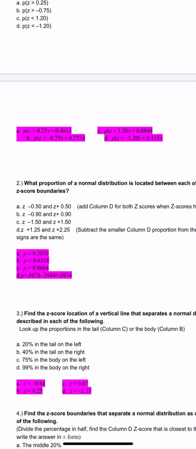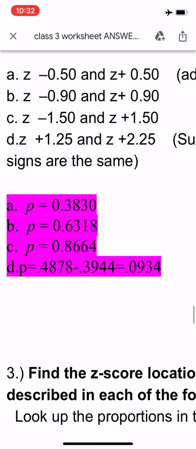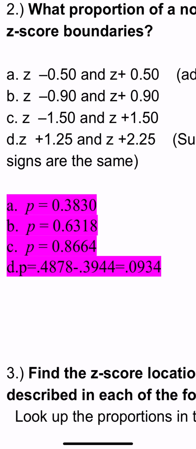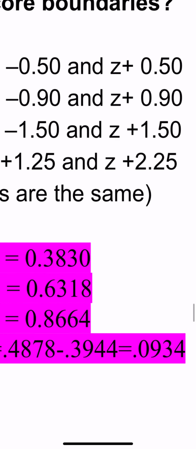All right, so now D is a little different, because now we want to look at the distance for a positive 1.25 and a positive 2.25. So here, what you do is you're still going to go to column D, but you're going to take the larger proportion, which is 0.4878, which is represented by the number 2.25 in column D, and you're going to subtract 0.3944, which is represented by a positive 1.25. Because we want to take away what's being added twice. Because if it's between mean and z for 2.25 and 1.25, there's going to be extra space there. So we're subtracting the smaller one out, and that will give us the exact distance between these two z-scores.